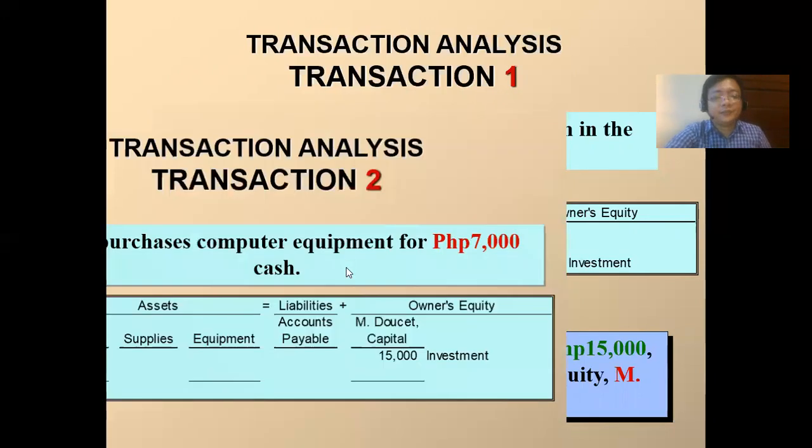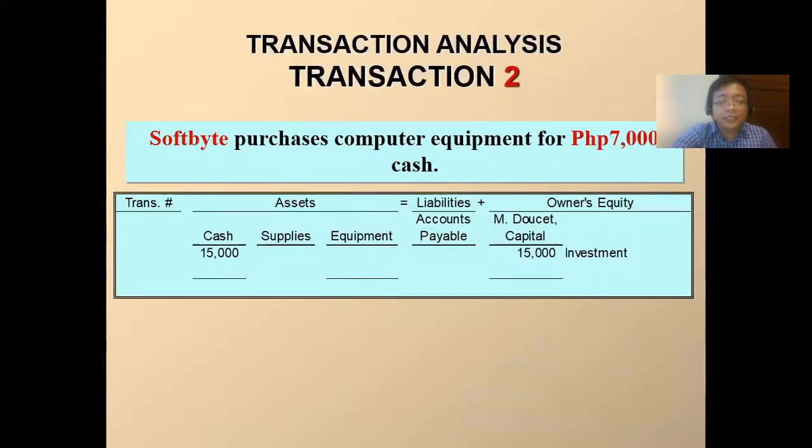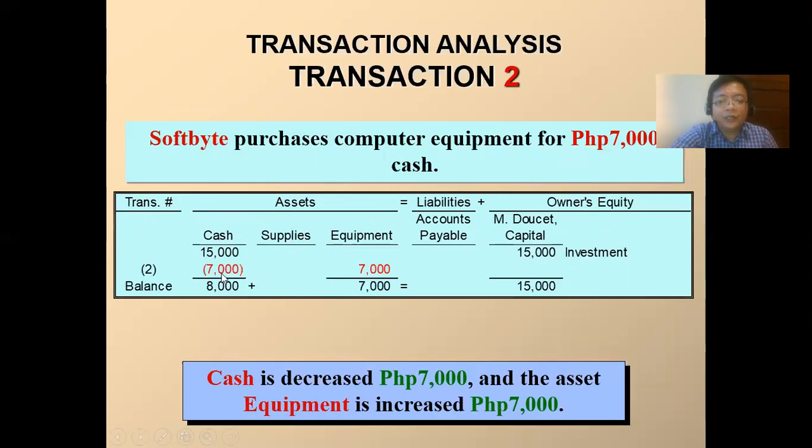Next, transaction analysis number 2. We just carry forward the balance from number 1. What if you purchase computer equipment for 7,000? Of course, it will deduct from your cash, because you bought computer equipment. But it will add to your equipment. Why? Because out of 15,000, you purchased equipment worth 7,000. So cash is decreased by 7,000 and the asset equipment is increased by 7,000.